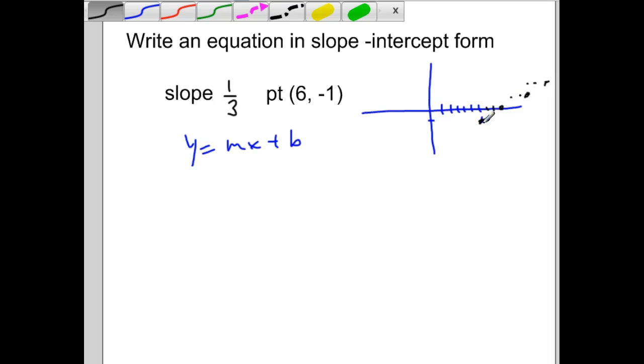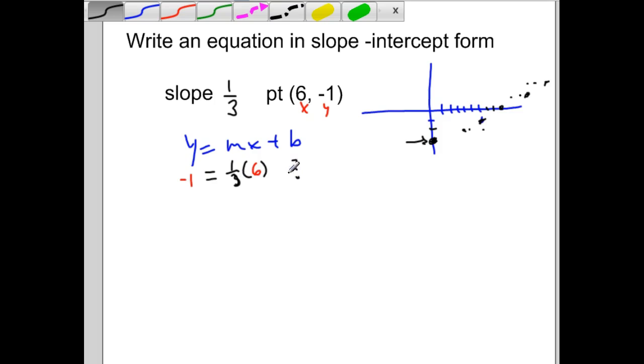We can also go backwards. Down 1 to the left 3. Down 1 again to the left 3. And you'll find out that you're going to end up somewhere over here. So what is this point is what I'm trying to figure out. Where does it touch the y-axis? What is the b? I do know the slope is 1/3. I do know the x-coordinate from this point is 6. I do know the y-coordinate is negative 1. So I got negative 1 equals 1/3 times 6, plus some unknown.